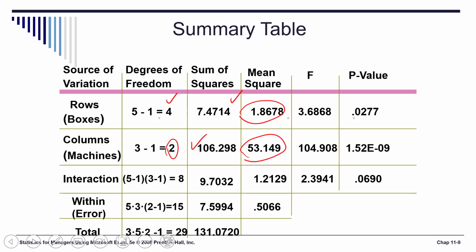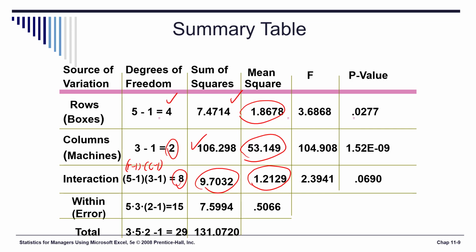53.149. And now the interaction will be number of rows R minus 1 times C minus 1. So 5 rows, 5 minus 1 is 4. And C is the number of columns, 3 columns, 3 minus 1 is 2. So 4 times 2 is 8. So degree of freedom for the interaction is 8, and the sum of the square from the interaction is 9.7032, and I find the quotient is 1.2129.